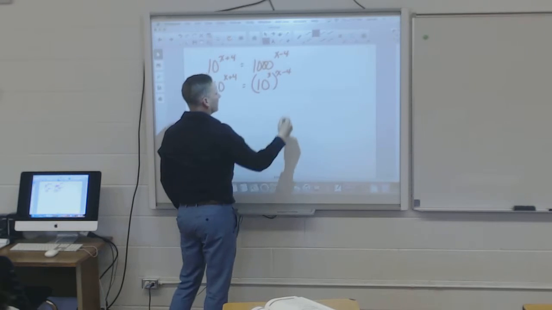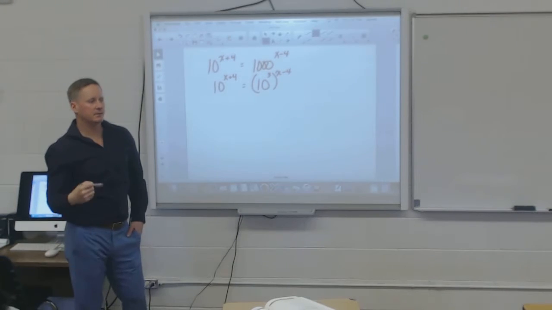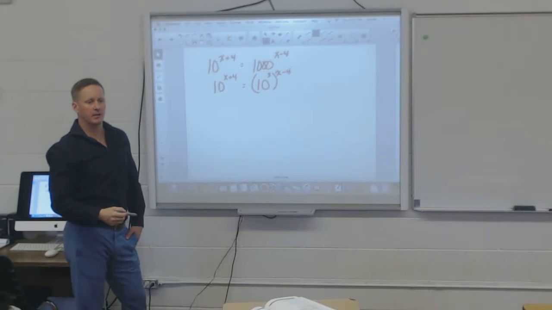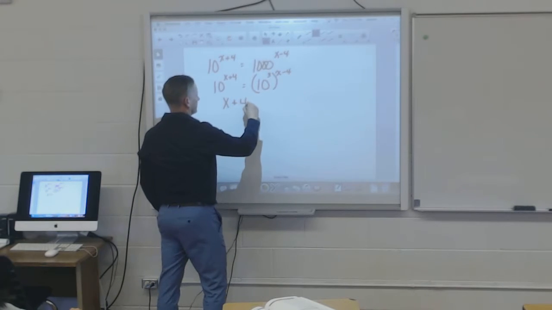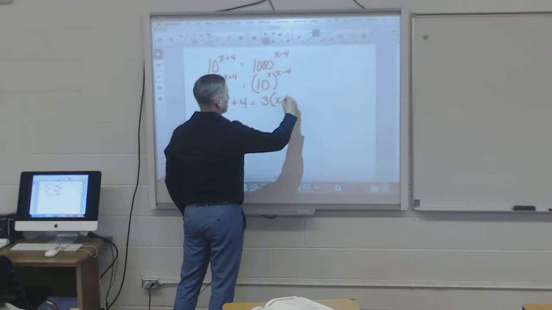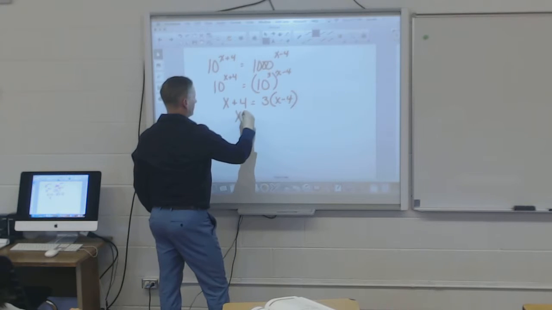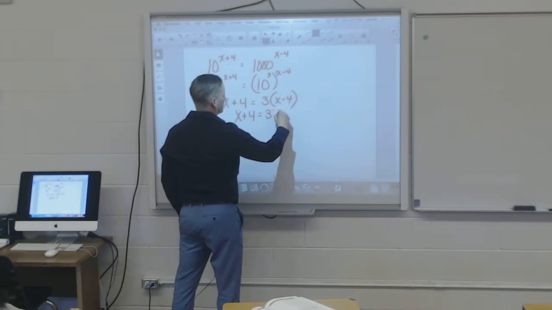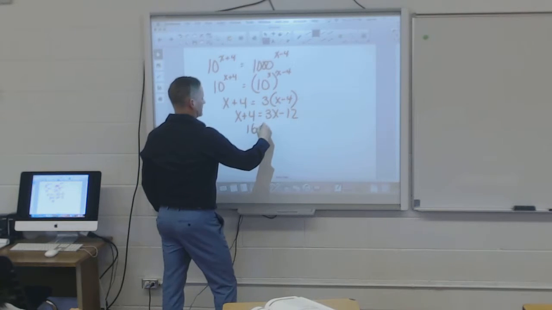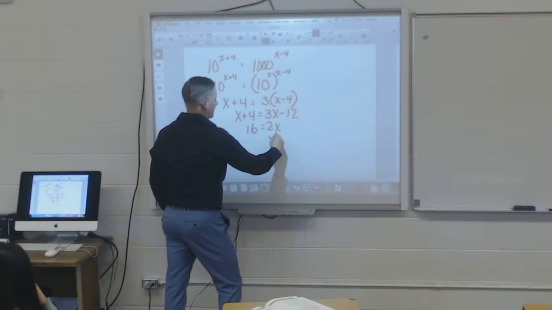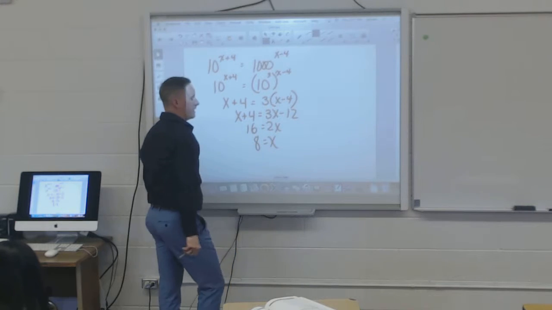The x minus 4. So now that I have the bases that are the same, what does that mean the exponents have to be? They have to be the same or equal, correct? So I've got x plus 4 is equal to 3 times x minus 4. x plus 4 equals 3x minus 12. 16 is equal to 2x. X is equal to 8.